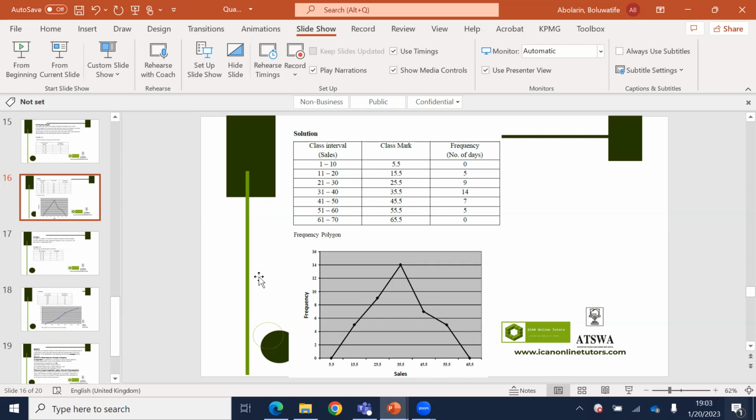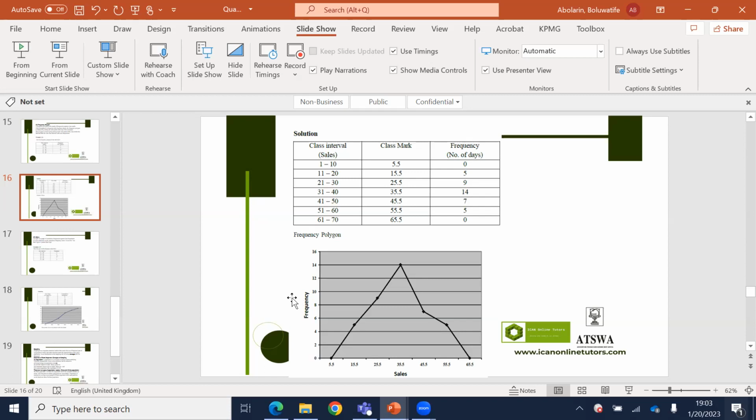I want you to get a compass. I want you to get a set that will have your protractor, your ruler, your compass, and all, so that you're able to practicalize it and it doesn't become hard. If you have any question, just send it to my DM. So this is what a frequency polygon is.